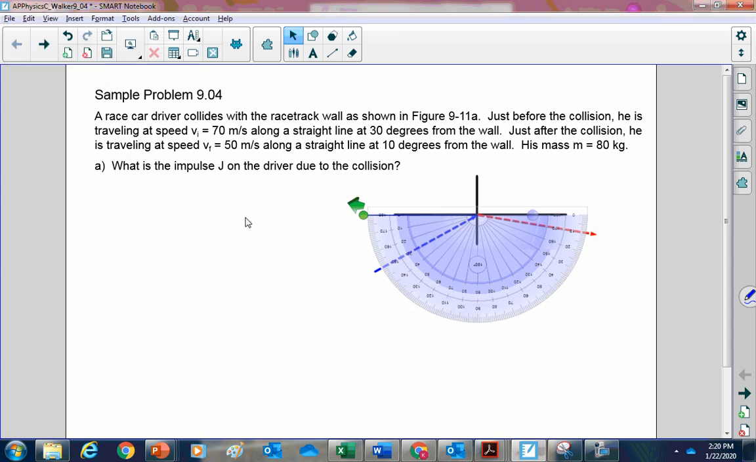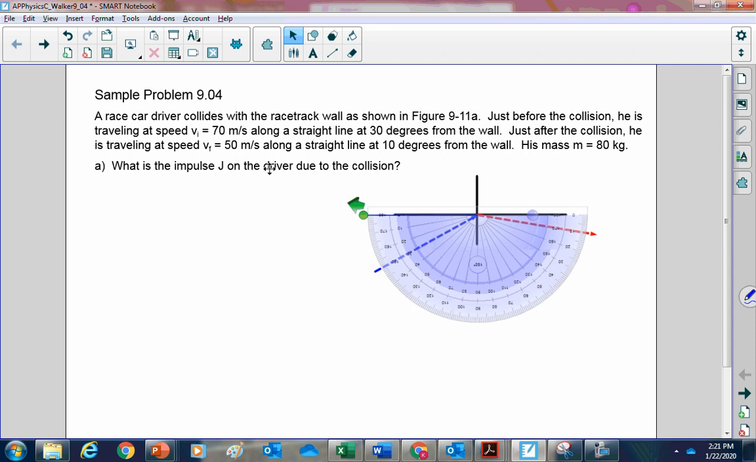This is an impulse momentum problem from the Walker textbook, and it involves a crash with a race car driver hitting the wall, but it's a two-dimensional problem. So it's pretty complicated because it's got a collision where the race car driver is coming in at an angle of 30 degrees and then kind of bouncing off the wall and coming off at an angle of 10.